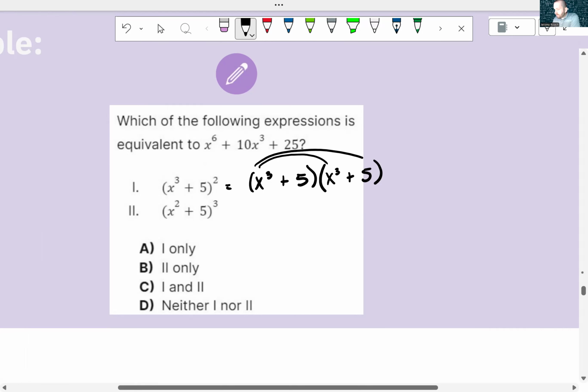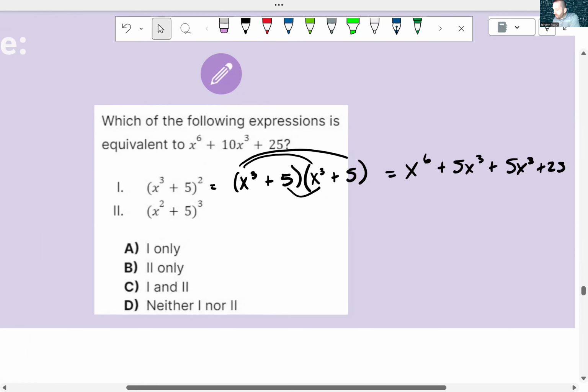Then we do the FOIL method. So those first two, that's x to the 6 plus 5x cubed plus 5x cubed plus 25. Let's see if I did that right. I think I just did the entire problem. Yeah, so I did x cubed times x cubed is x to the 6th. x cubed times 5 is 5x cubed. Then I did this next part over here just from force of habit. So 5x cubed again, and then 5 times 5 is 25. And then we combine the like terms.